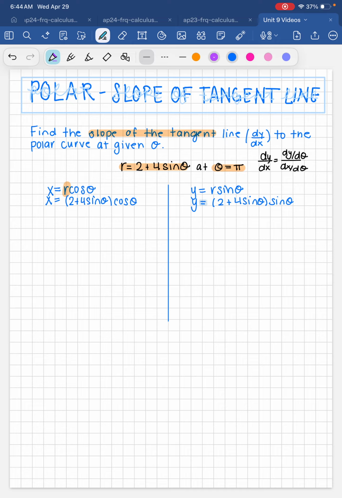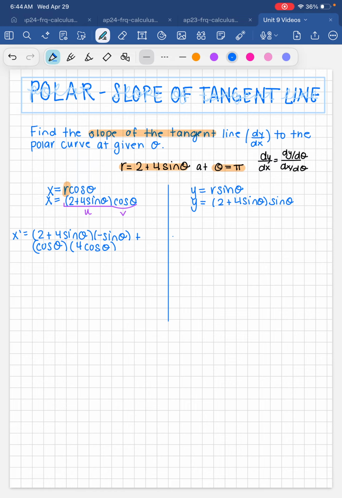And we're going to use the product rule. So we're going to have u, v, and we're going to derive it. Okie dokie, let's do it. So we're going to have u, v prime, the derivative of cos is negative sine, plus v, u prime, so the derivative of that is going to be 4 cosine theta.